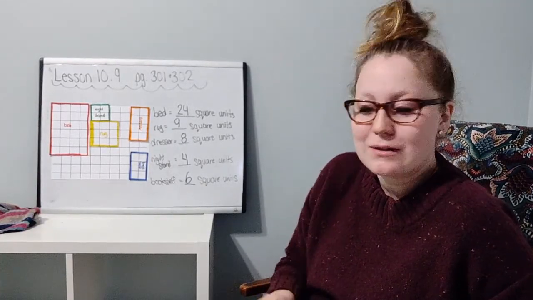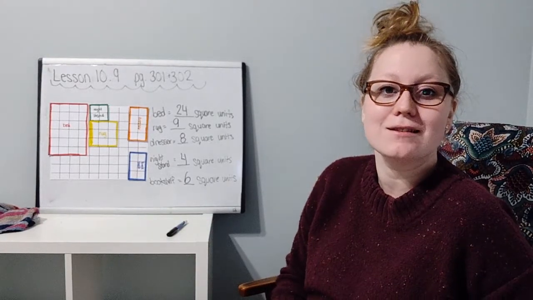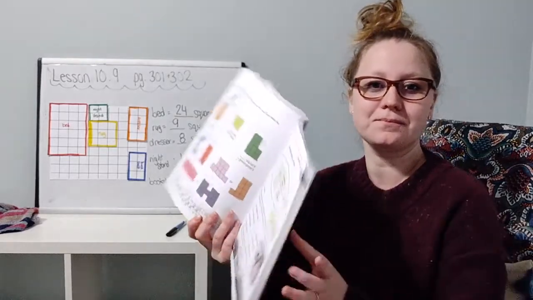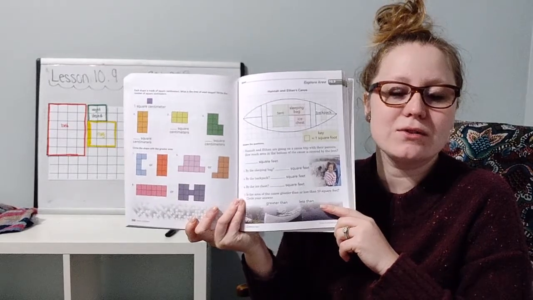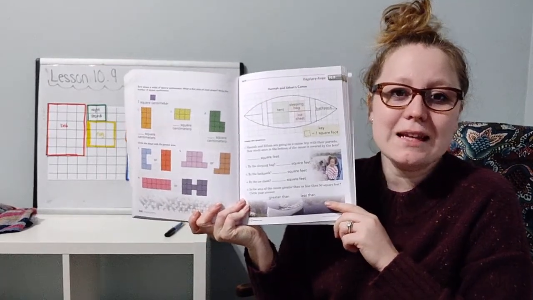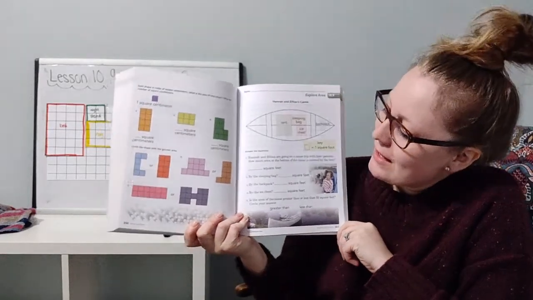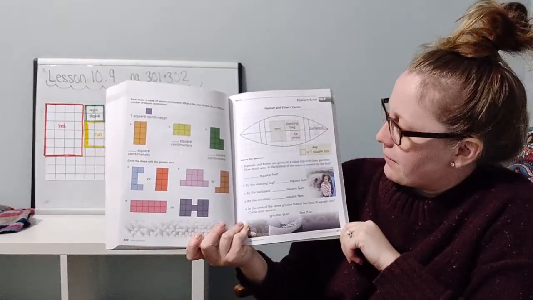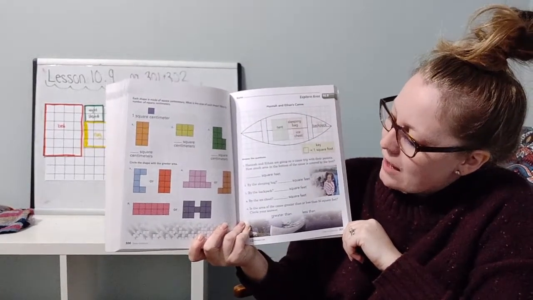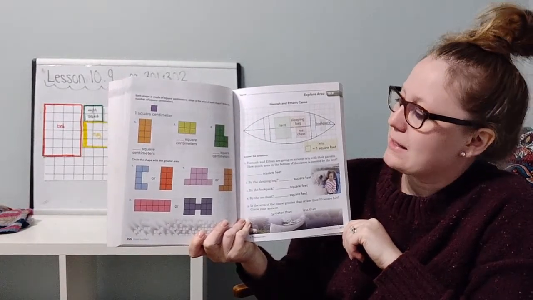What I would like you to do is open up to page 301 and 302 in your textbook. You're going to do something very, very similar on page 301. Instead of a bedroom, though, it is a canoe. So Hannah and Ethan are going on a canoe trip, fun, with their parents. How much area in the bottom of the canoe is covered by the tent?